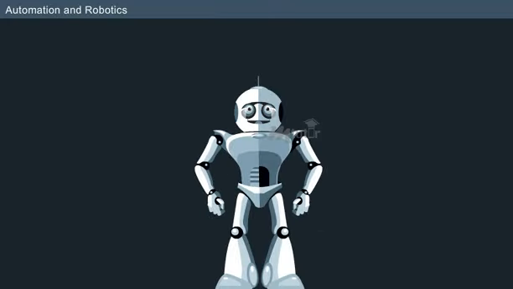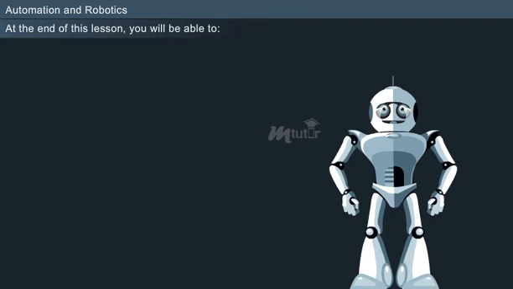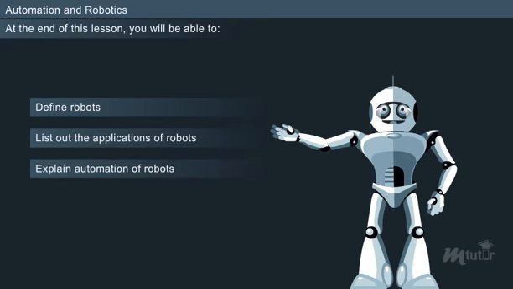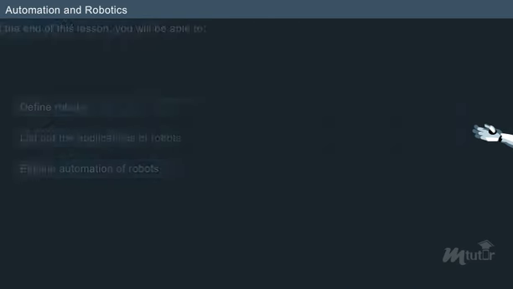Automation and robotics. At the end of this lesson, you will be able to define robots, list out the applications of robots, and explain automation of robots.